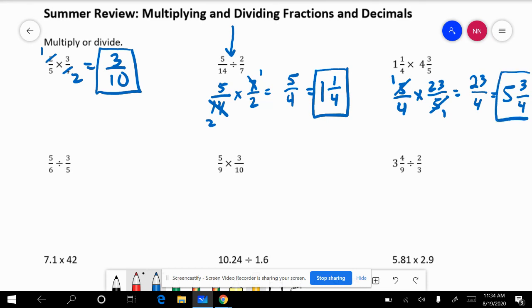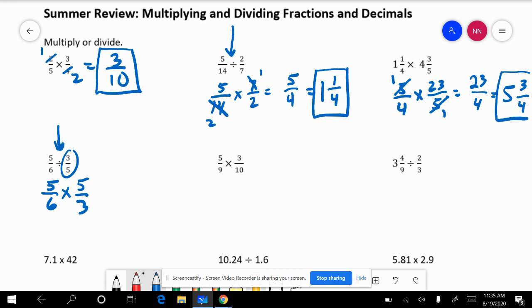Now what I want you to do is try the next 3 on your own. So pause the video. Okay, let's look at the next 3. The first one is division. Remember, if we see division, we're going to multiply by the reciprocal. And when we multiply by the reciprocal, what I'm referring to is the second number. So the 3/5 becomes 5/3.